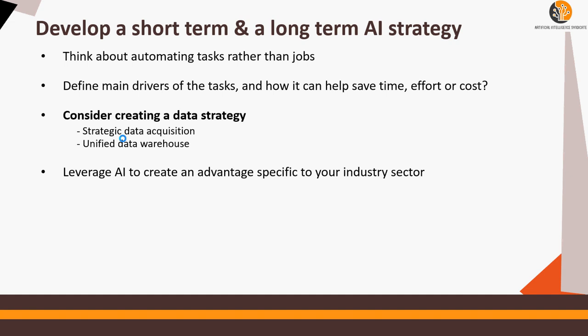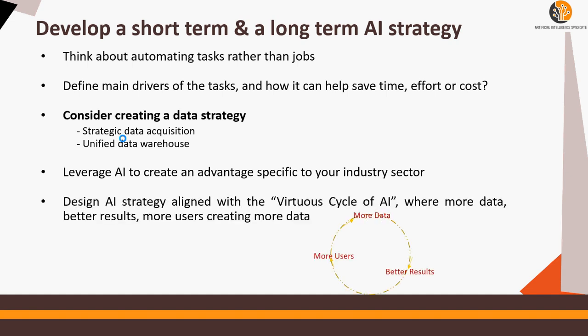And then it's a virtuous cycle of AI. More data means better results. Better results mean more and more users, which can again give you more data. So it's a circle. You start with one and obviously churn it over.